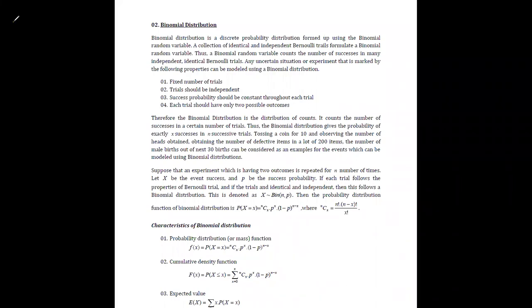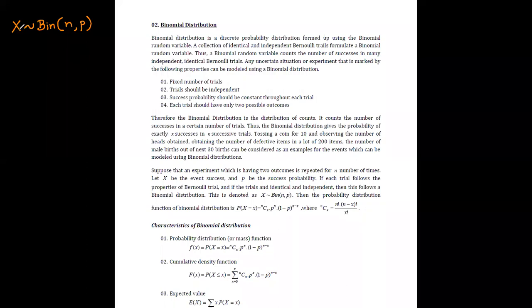Therefore, we can say if it is a binomial variable, we can model it using a binomial distribution. We are saying that X follows a binomial distribution. To denote it, we use the letters Bin, which denote the binomial distribution, and here we have two parameters. N is the number of trials and P is the success probability.